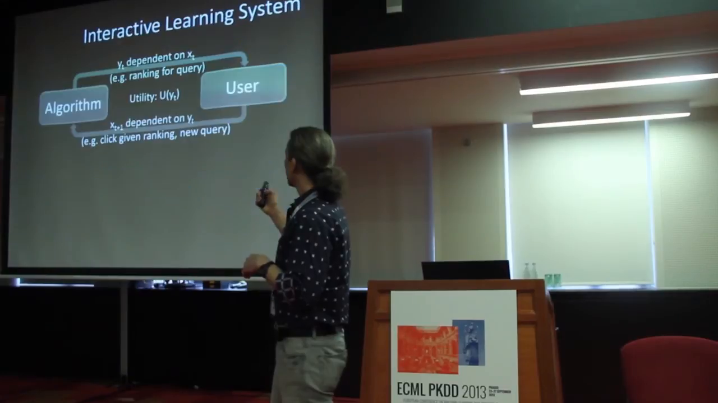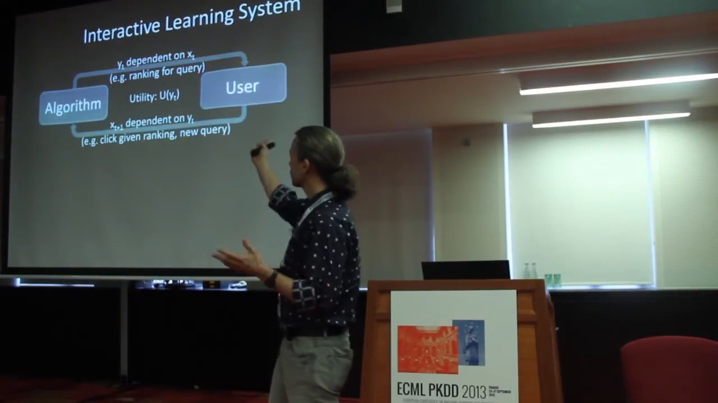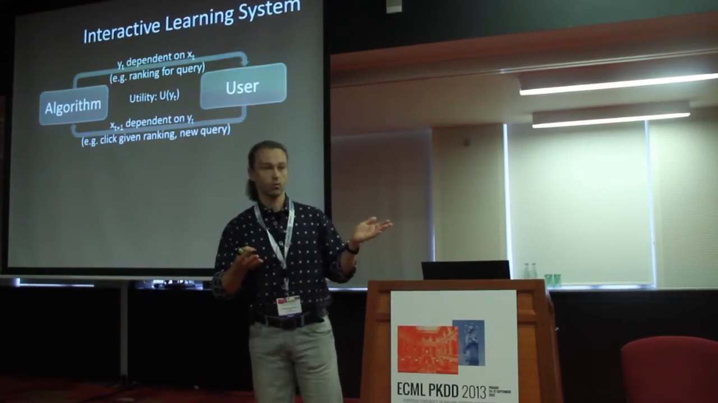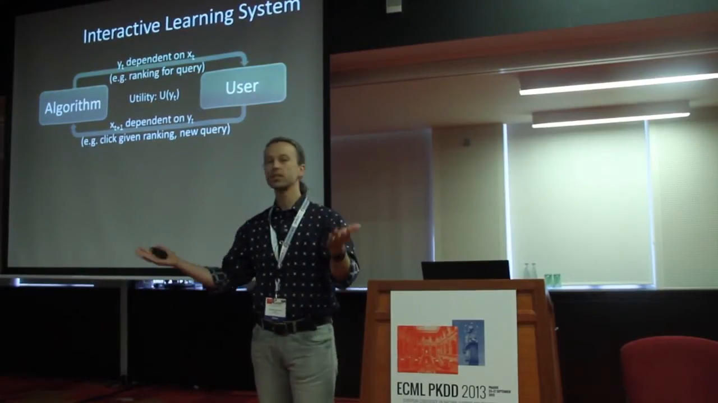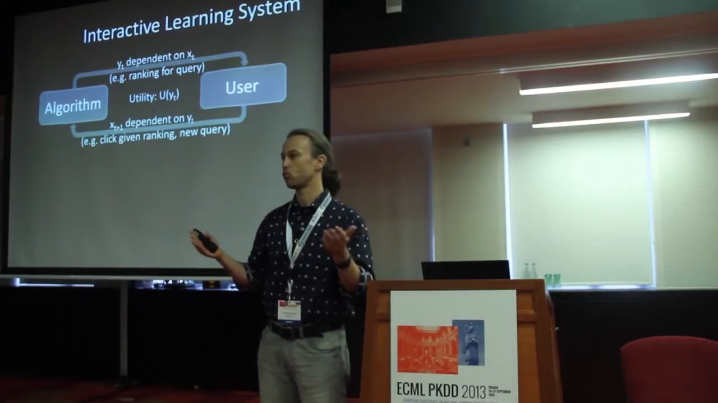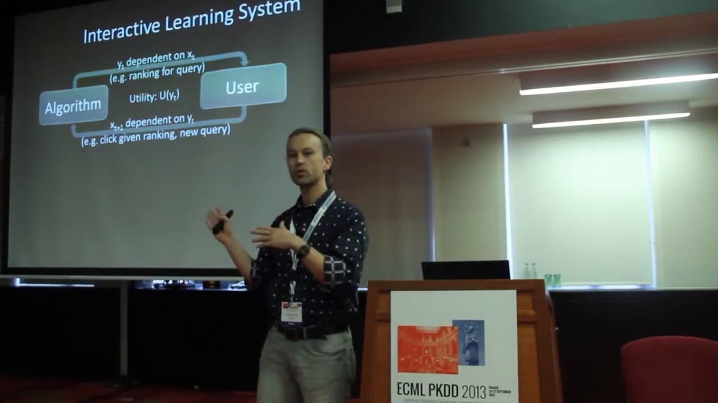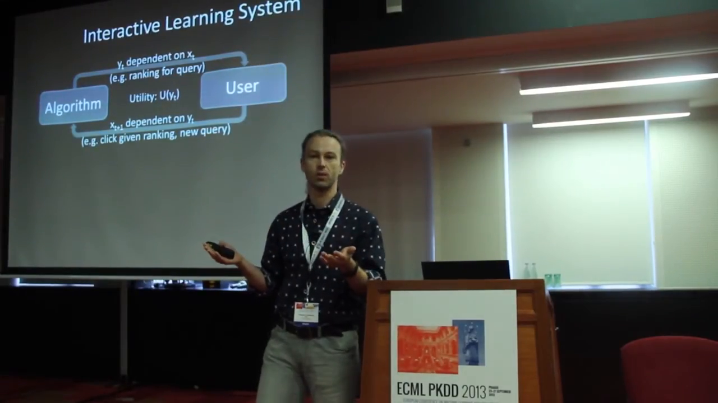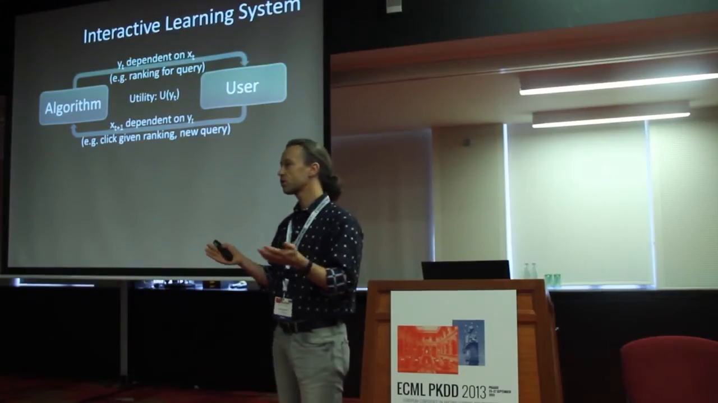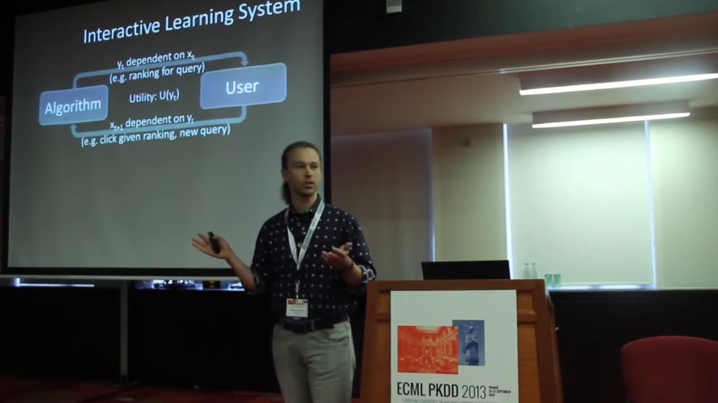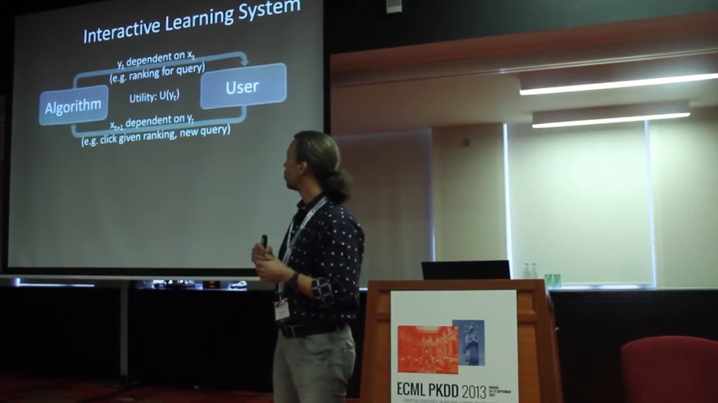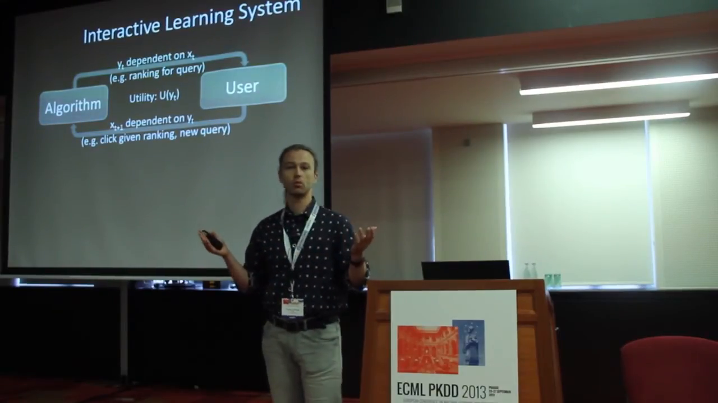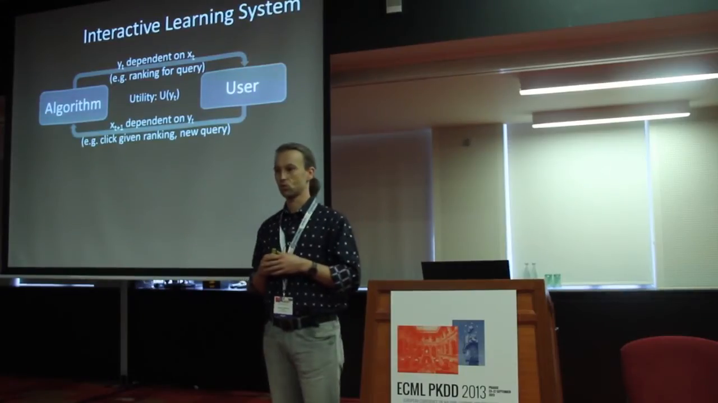So, on an abstract level, this is what this loop looks like. We have a machine learning algorithm on the one side. The machine learning algorithm makes some predictions to the user. That could be a ranking in response to a query. Throughout this talk, I'll often use search engines as my running example, but the same applies to all kinds of other machine learning applications. So the algorithm makes a prediction Y based on some context X that the user supplied.